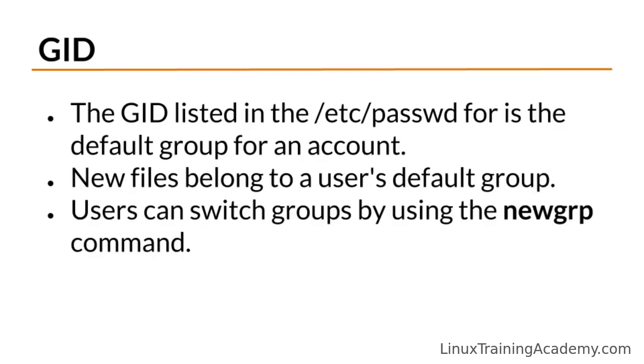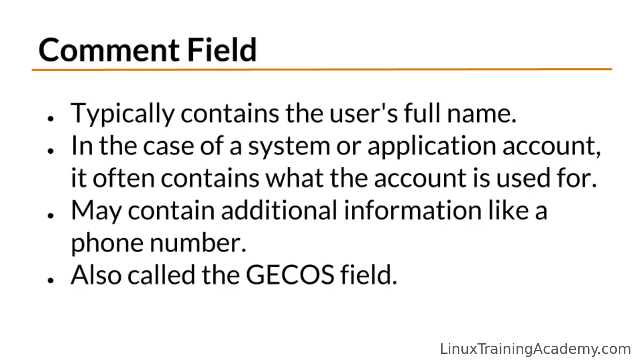The group ID, or GID, listed in the password file entry for the account is the account's default group. When a user creates a file, that file will belong to the user's default group. If a user wants to create files using another group, they can use the newgrp command to change to a new group before creating the files. The comment field typically contains the user's real name or a description of what the account is used for. You'll sometimes hear this field referred to as the GECOS field. This is a historical holdover from the early years of Unix.